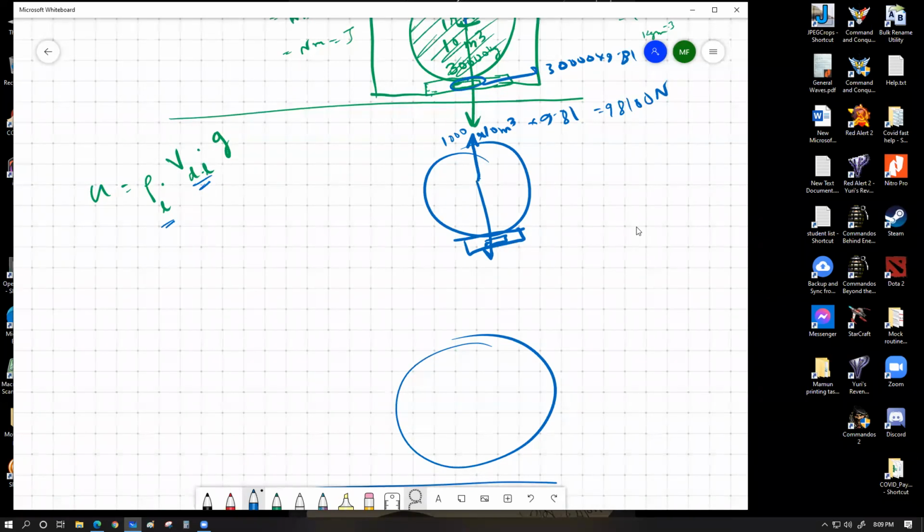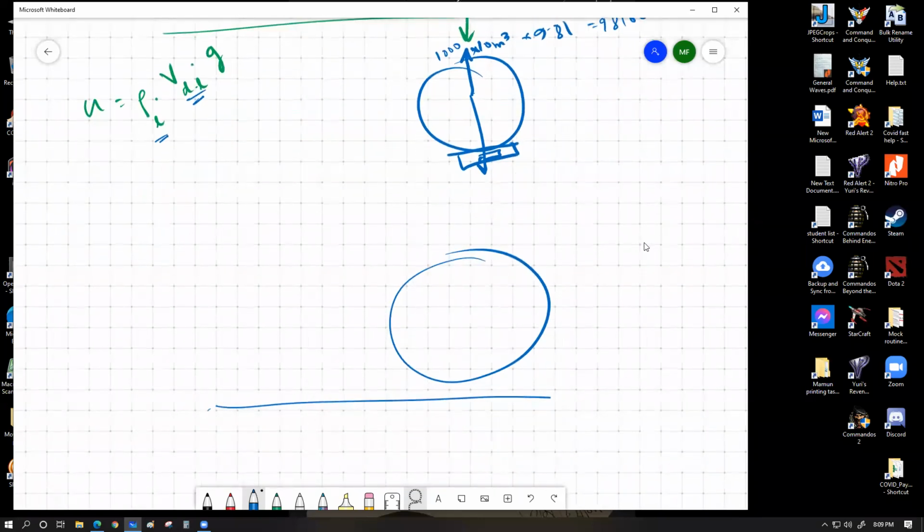Okay, beautiful. So what happens if we have an object that is slightly less dense than water? Let's say we have a piece of wood that is less dense than water. Water is going to be represented by L, wood is represented by W. Let's say the density of wood is 200 kg per meter cube, and water would be 1000 kg per meter cube. Let's say this sphere has a volume of, once again, 10 meter cube.